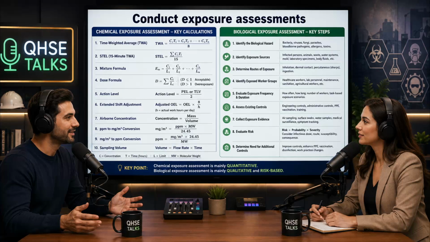Let's run a scenario directly from the study materials. We have an employee exposed to carbon monoxide, CO. They spend 1 hour in an area with 100 parts per million. Then they move to a heavier process for 2 hours at 500 ppm. Okay, 1 hour at 100, 2 hours at 500. Right. Finally, they spend 15 minutes dealing with a furnace exhaust at 700 ppm.